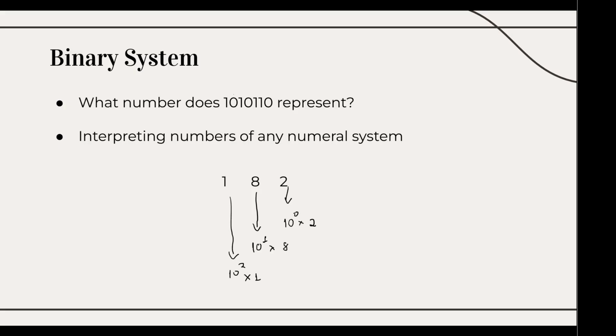Then I'm making it to the power of the case that we have. So this is the first, this is the second, this is the third, right? So I'm making 10 to the power of 0, 10 to the power of 1, 10 to the power of 2. And lastly, I simply multiply by the number that we have in that case.